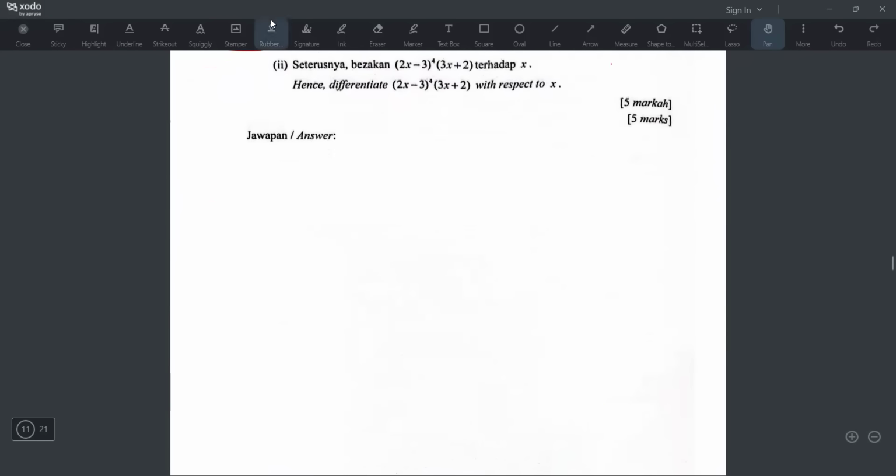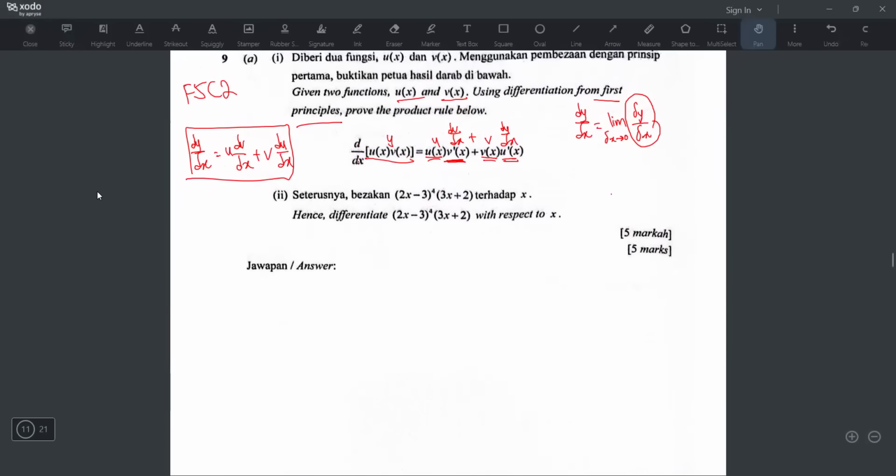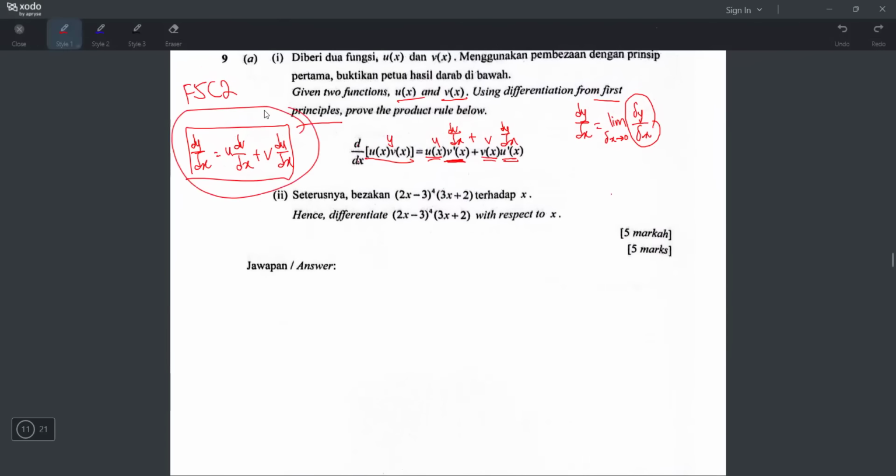Okay, second question. This is also the same chapter, the differentiation. Differentiate 2x minus 3 power 4, 3x plus 2 with respect to x. This one you have to use the product rule. Yeah, the product rule. We use this one. So how do you do it? First of all, how to write? Differentiate is d, and then with respect to x is over dx. And they say differentiate this, so this is your y. But you can also just write it like this: 2x minus 3 power 4, 3x plus 2. Yeah, like that. And then equal, equal, equal, and then you start to differentiate this.